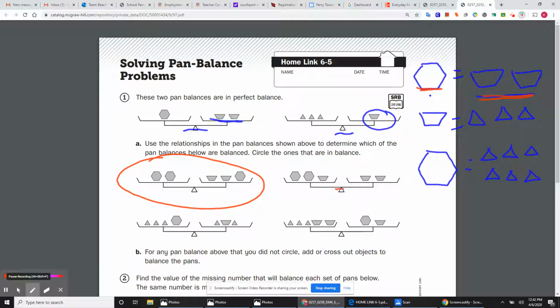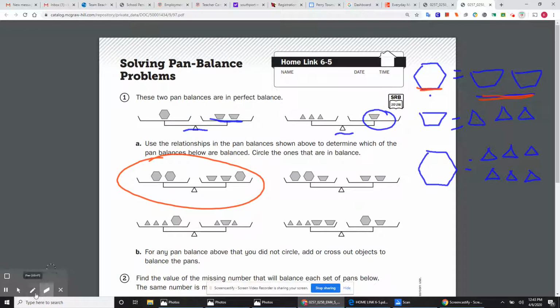Now if I look at the one on the right, here we have 2 halves or 2 trapezoids. Would that be balanced with 2 hexagons and a half? No, that's not going to be balanced because 2 of these would only equal 1 hexagon. So we will not circle that pan balance.